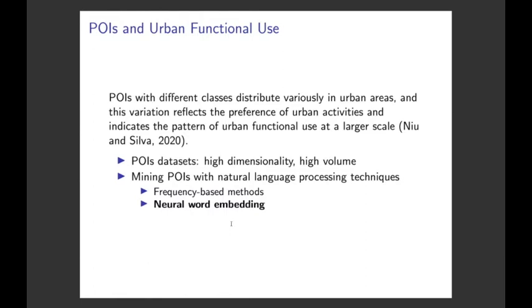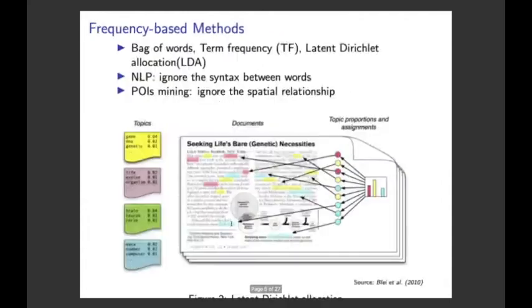Before I talk about the neural word embedding method, I want to talk about the drawbacks of these frequency-based methods, for instance, bag of words, term frequency, and latent Dirichlet allocation. These methods focus on the co-occurrence between words. They ignore the syntax between words, which means they don't consider the order of the words. They just calculate the co-occurrence or the distribution of words in the bag of words of that document.